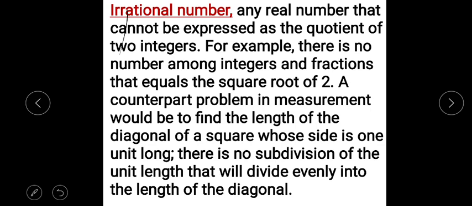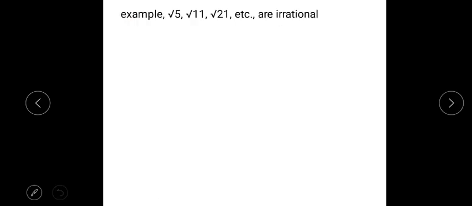Any real number that cannot be expressed as a quotient of two integers is called an irrational number. For example, there are no two numbers among integers and fractions that equals the square root of 2. A counterpart problem in measurement would be to find the length of the diagonal of a square whose side is 1 unit long. There is no subdivision of the unit length that will be divided evenly into the length of the diagonal.